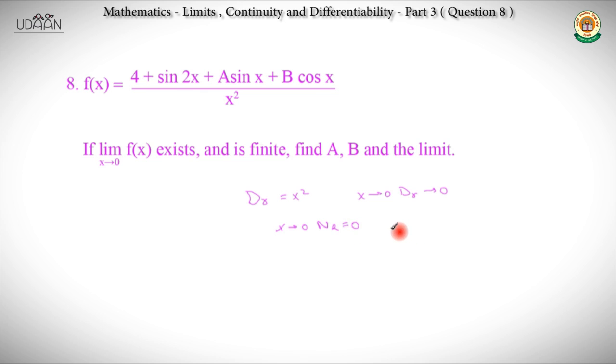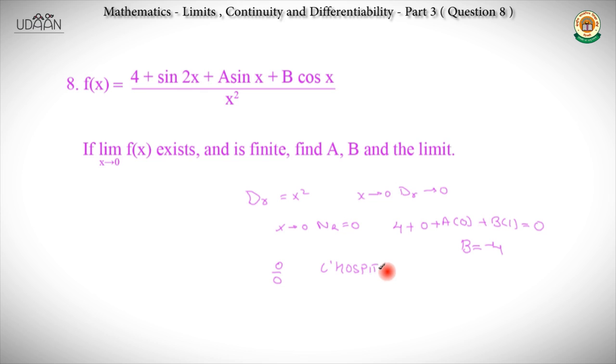Applying this in the numerator, we get 4 plus 0 plus a into 0 plus b into 1 equals 0. So we have 4 plus b equals 0, which says b equals minus 4. Now we are aware of the value of b. Since we know that the limit exists and it's in 0 by 0 format, we can apply L'Hospital rule.